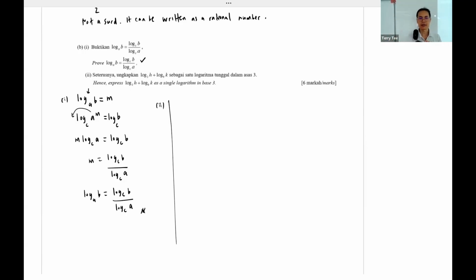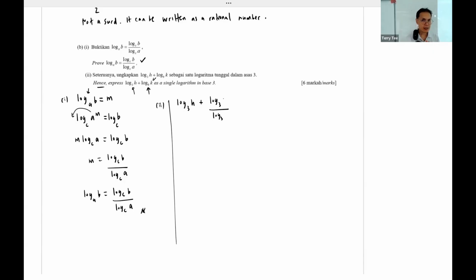Okay, all right. Now, next, we're going to express this as a single logarithm in base 3. When they say hence, you need to use a result. That means you're going to use this formula to change the base. You can see that this is base 3. The other one is base 9. So we always change to a smaller base. Change to base 3.